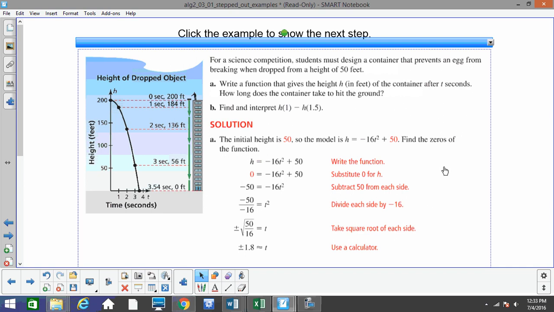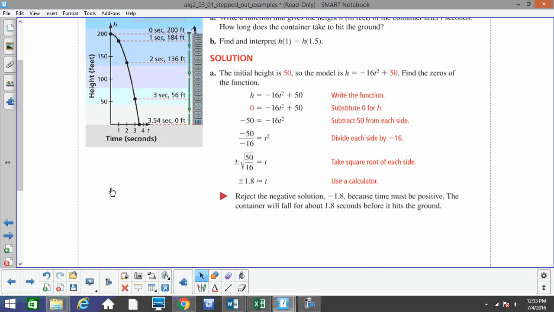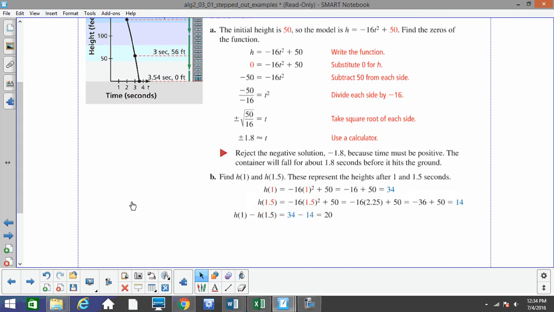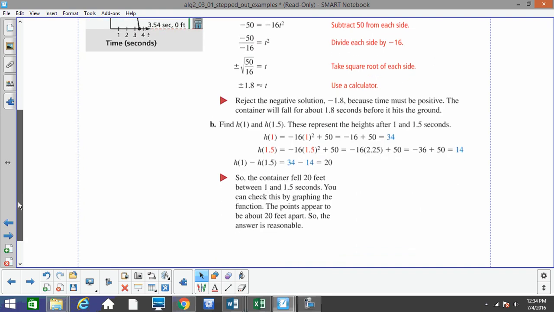T is plus or minus 1.8. You use a calculator to get that. You throw away the negative because you can't have a negative time. So 1.8 seconds later, it hits the ground. To find h of 1, you plug 1 into that function, h of 1.5, plug that into the function, and then you're just going to subtract them, and you get 20. So between that 1 and 1.5 seconds, the container fell 20 feet.